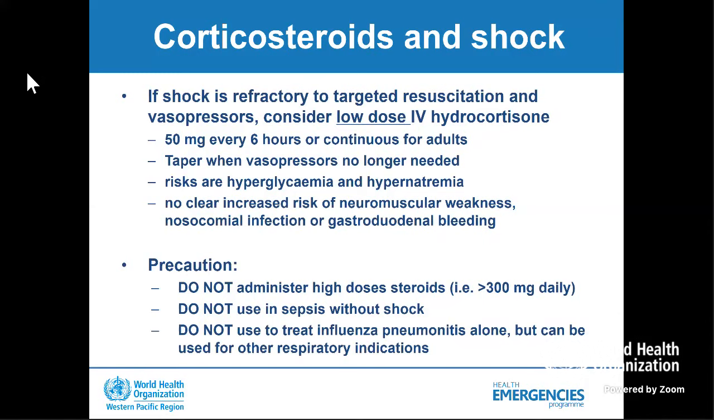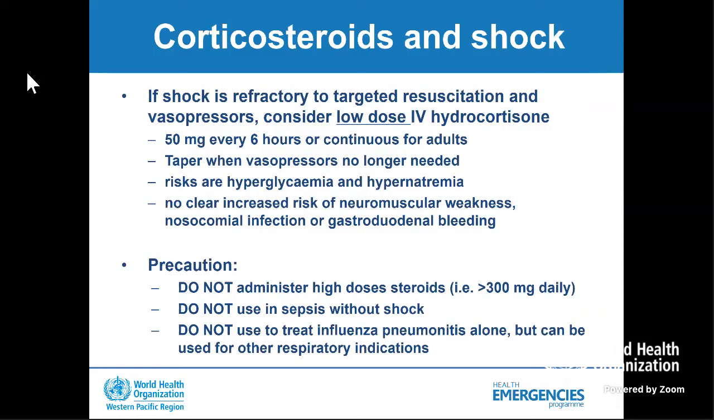The main risks of low-dose steroids are hyperglycemia and hypernatremia. And the other risks that we often worry about, such as weakness or increased infection or GI bleeding, recent reviews have found no clear association when you use low-dose steroids with these other risks.